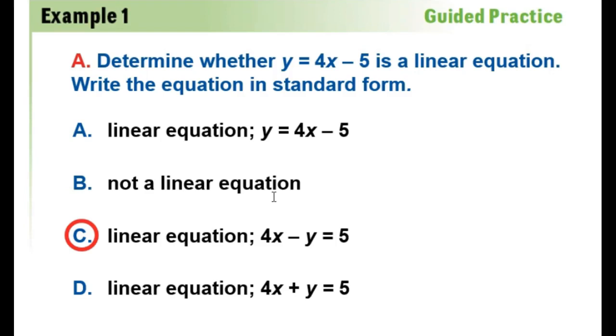So your next part says, if it is linear, write the equation in standard form. Okay, so what 2 things do I have to do to make this standard form? Okay, Zoe, you were first. What do you want to do first? Yeah, why not subtract 4x from either side?